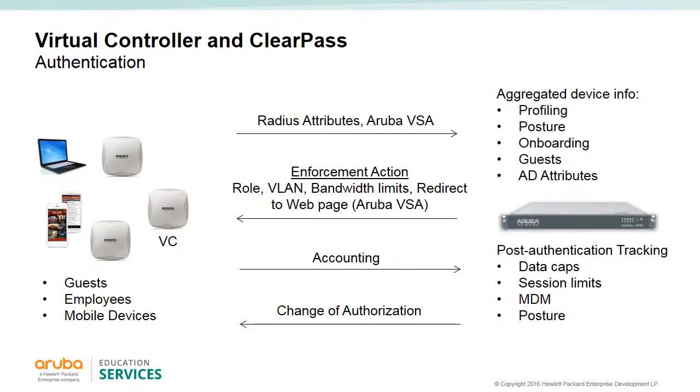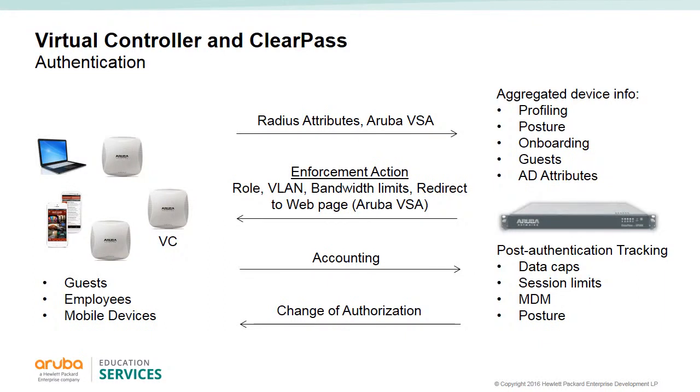If an Aruba ClearPass server is used, then much of the communication between the VC and the ClearPass is automatic. The VC sends a radius request with Aruba VSAs. ClearPass can aggregate the information and perform many actions such as profiling, posture, and onboarding. ClearPass can interact with Active Directory and retrieve attributes.